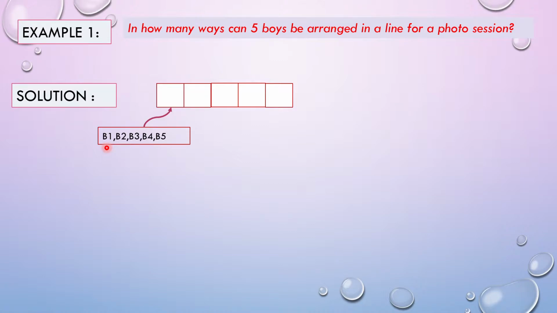we can put in boy 1, boy 2, boy 3, boy 4 or boy 5. That means we have 5 options here. Followed by the second box. Let's say we have already put in one boy for the first place, so another 4 boys are left. So the second box is filled with value 4.